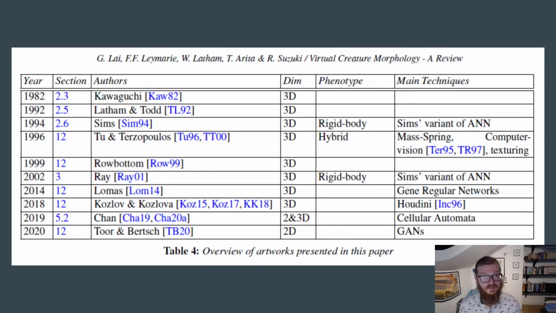Table 4 in the paper lists all the artful projects. As you see, they've been categorized by which dimension they work in, mostly 3D, and if they have rigid body or hybrid models, and then also we listed the main techniques that they use.